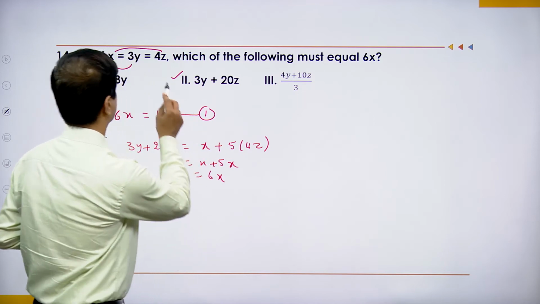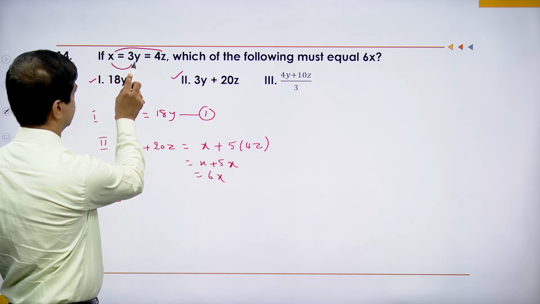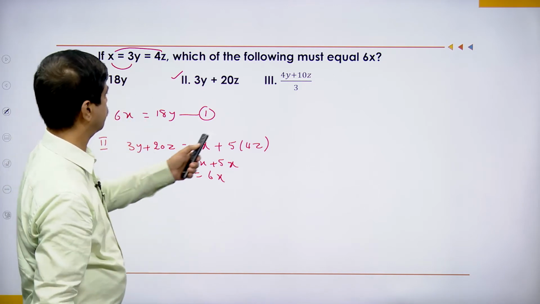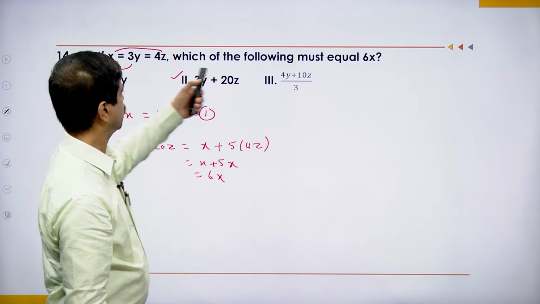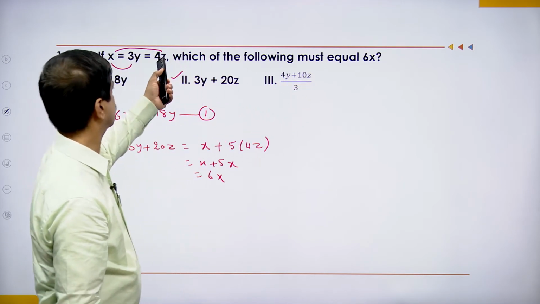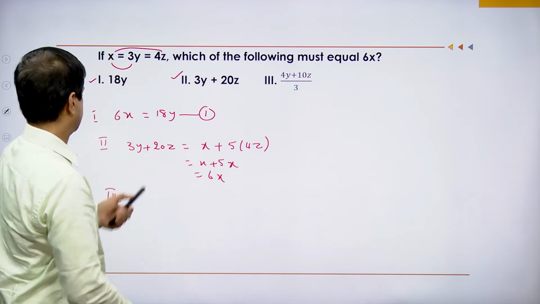Third is what? 4y. What is 4y? We don't have 4y here, so this part becomes a fraction. Here also we don't have 4z, so that also becomes a fraction. So maybe that may not be true.